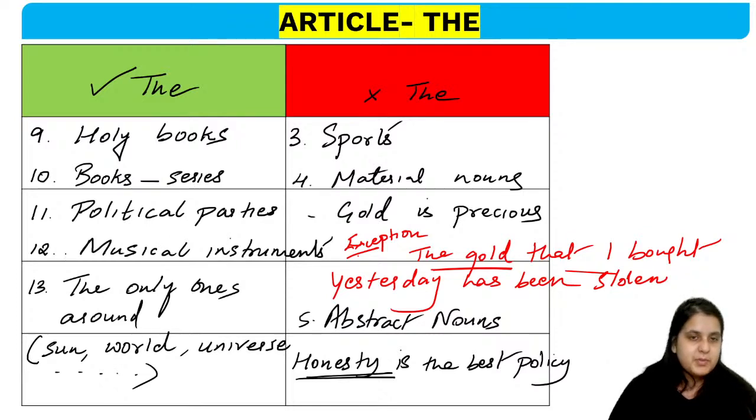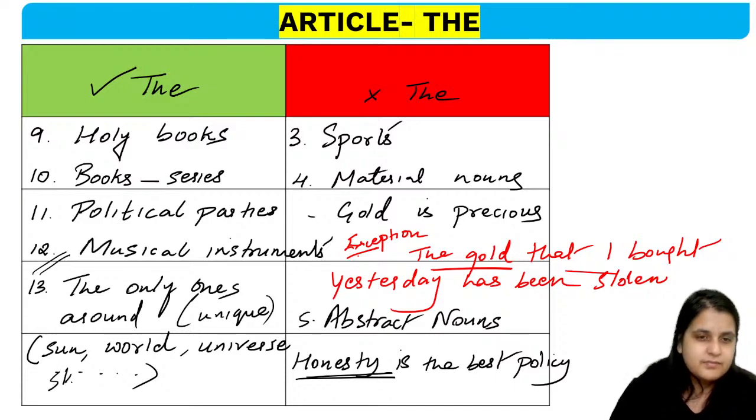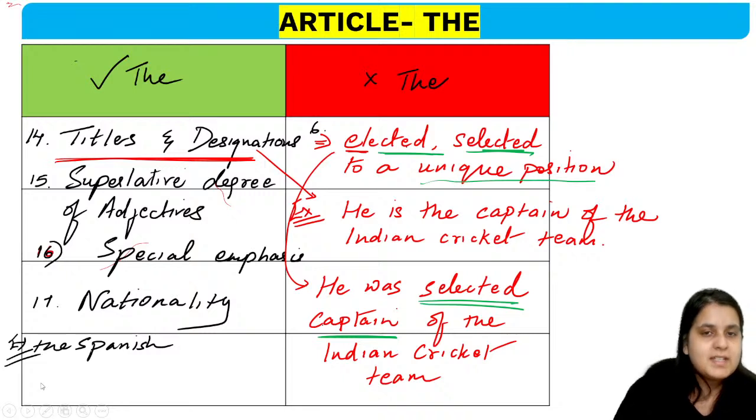Okay, we use "the" before musical instruments. This is very important. We use it before the only ones around, unique references: the sun, the moon, the earth, the sky. Okay, we use "the sky is clear." Then we use "the" before titles and designations.